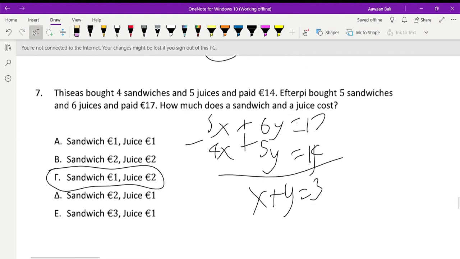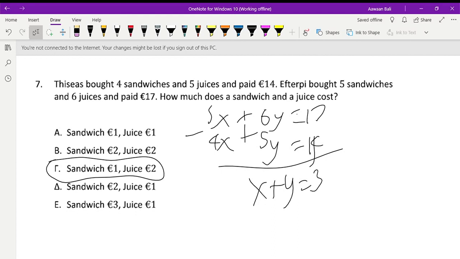Question number 7. Lysias bought 4 sandwiches and 5 juices and paid €14. Efterpi bought 5 sandwiches and 6 juices and paid €17. How much does a sandwich and a juice cost?